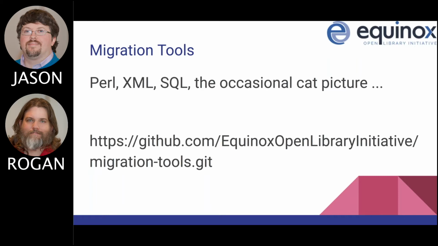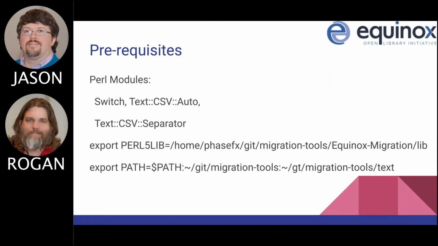To talk a little bit about some of the technical elements and prerequisites, I'm going to pass it over to Jason now. Yeah, so migration tools started off as mostly for Evergreen migrations. Evergreen and Koha both use Perl, and that was the language we were most familiar with at the time. So there's a few Perl modules we need: Switch, Text::CSV::Auto, Text::CSV::Separator. We don't have a proper installation process, so we just run things directly out of the Git repository, so you need to update your path.